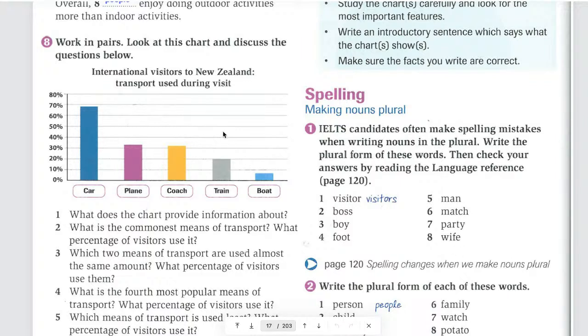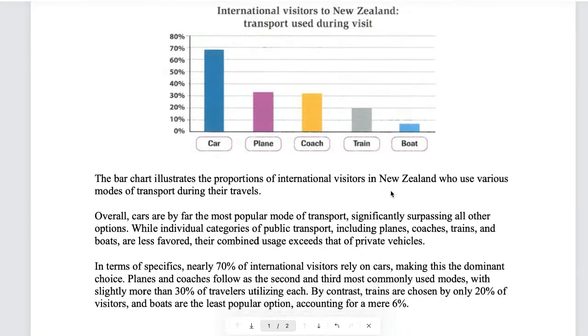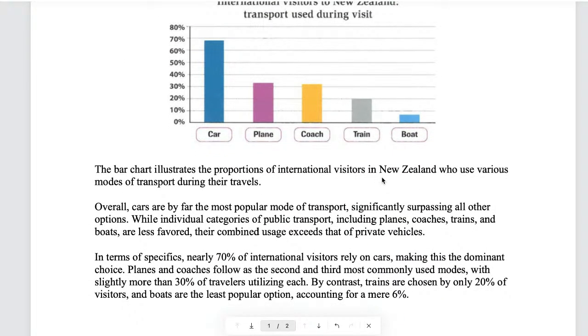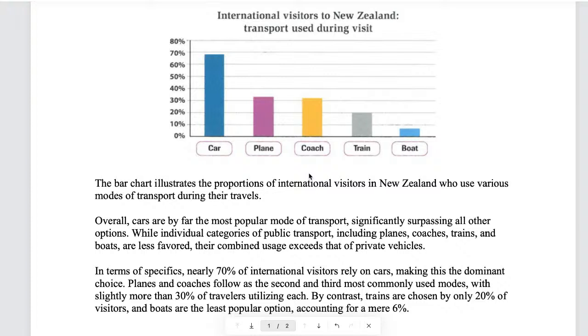So first of all, when we look at writing task 1, the first thing we need to write is what? What do we need to write first? Introduction. Yeah, an introduction. We need an introduction first, right? Okay, now, what should we write in the introduction, guys? Tell me, what should we write in the introduction? Someone, please tell me. The name of the chart? No.